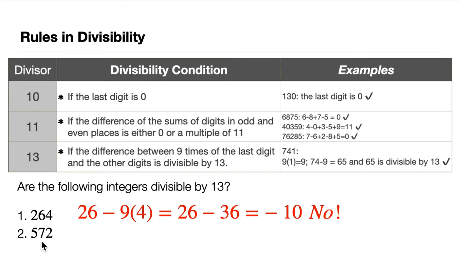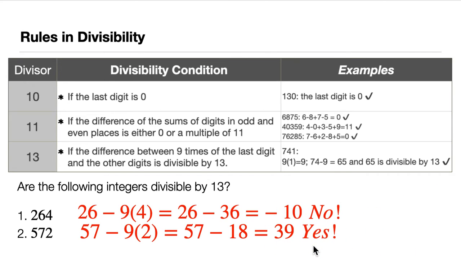Okay, how about this? 572. So 2 times 9 is 18. 57, the remaining number, 57 minus 18 is going to give us 39. So is 39 divisible by 13? Well, yes, it is, because that's 13 times 3, 39. So therefore, we can say that 572 is indeed divisible by 13.